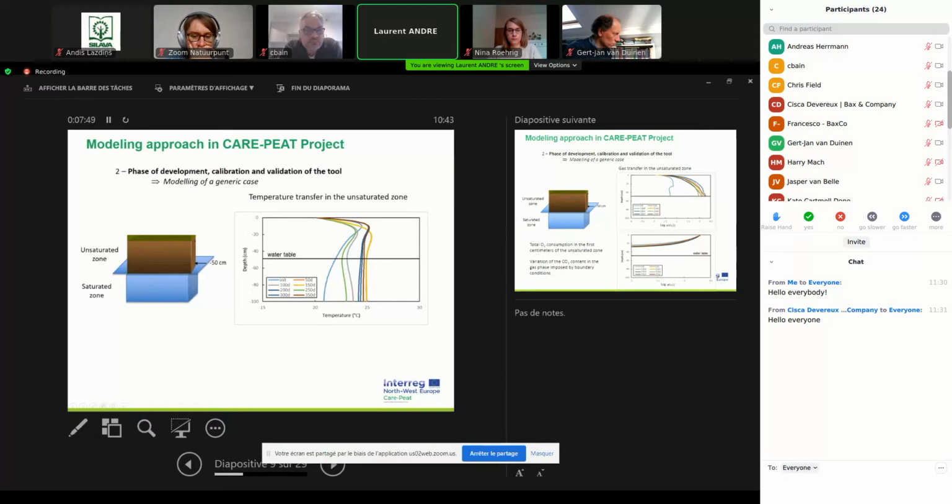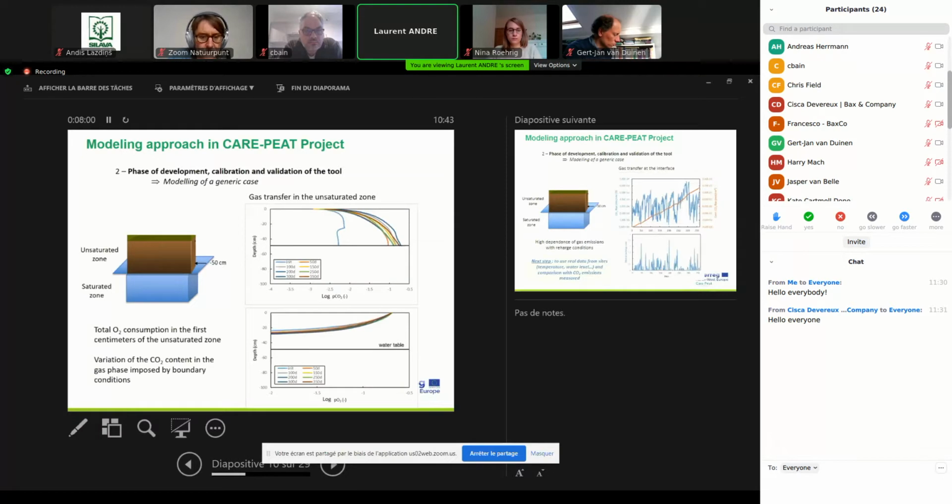both in the saturated and the unsaturated zone. Of course, all of this depends on the boundary conditions that we took at the beginning, but it is just to show you that we are able to manage all these systems. We are also able to follow the gas transfer in the unsaturated zone.